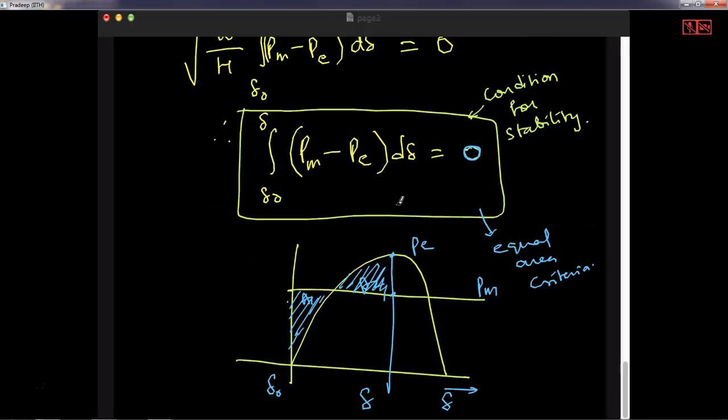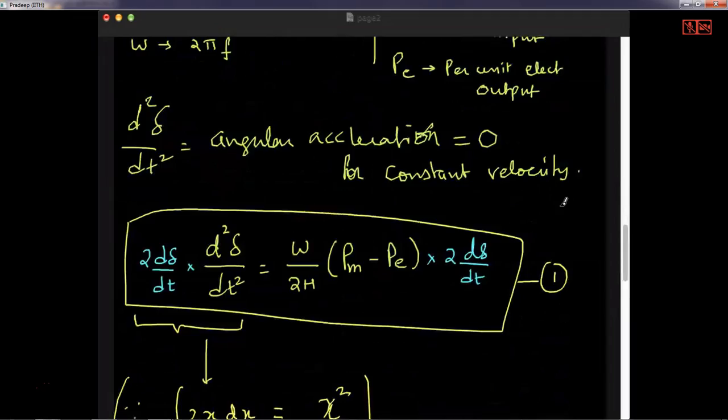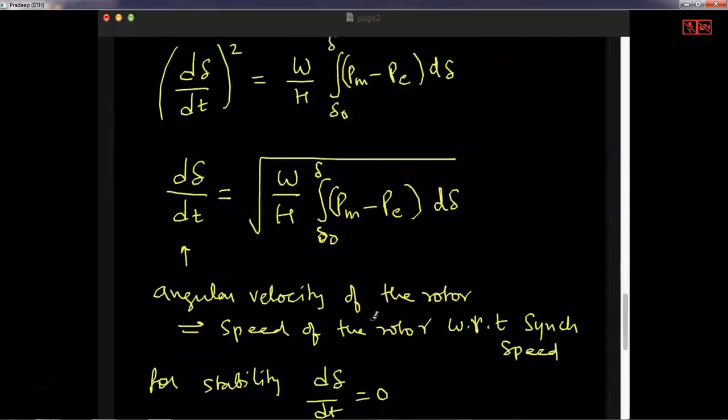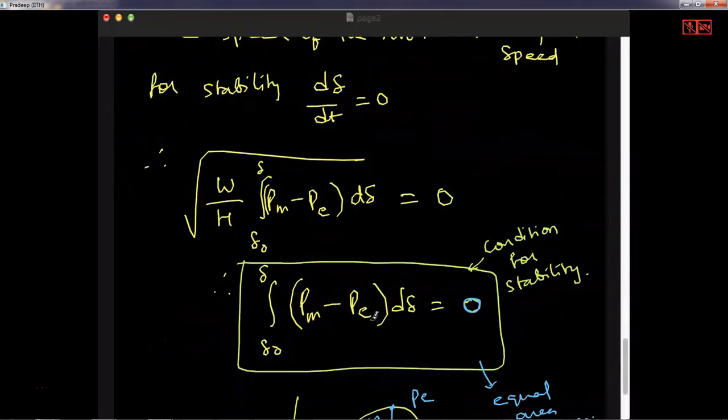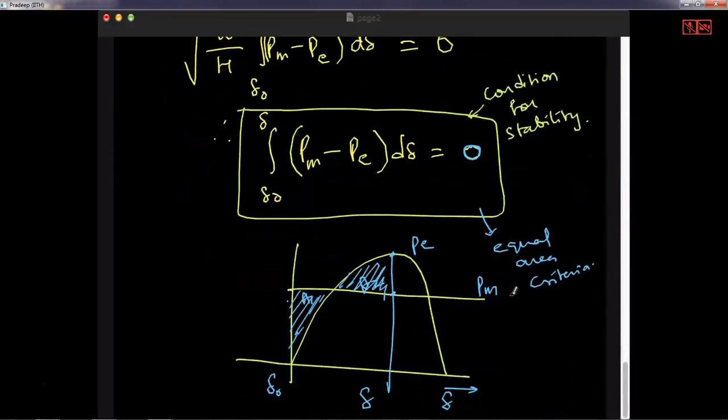Any doubts up to here? Done. We looked at the swing equation of the machine. From the swing equation, I multiplied both sides by 2 d delta by dt and then integrated it. Then I got this expression. Finally, I get this condition for stability, that is the integral of Pm minus Pe d delta should be 0. Any doubts on this?